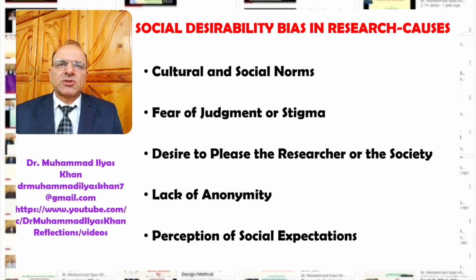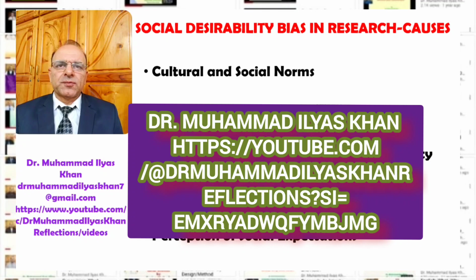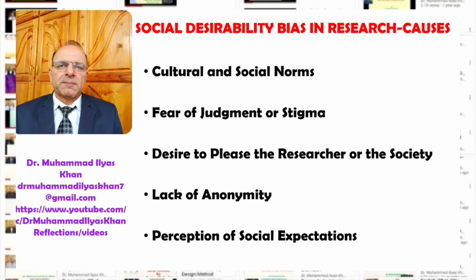Again, this is something that leads to social desirability bias. So instead of giving factual or truthful answers, the aim is to please the researcher or the society around. The other thing that can be a cause of social desirability bias is the lack of anonymity. In many cases, if you keep the respondents anonymous, they might be able to give more accurate or truthful answers because they do not fear that they will be recognized. But if they are not anonymous, then because of fear or because of judgment or stigma, they might not be able to give accurate or truthful answers.